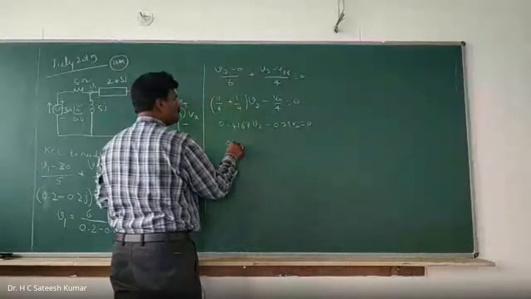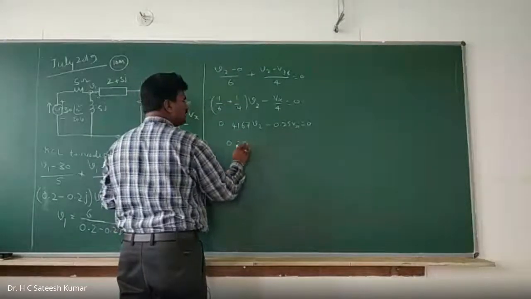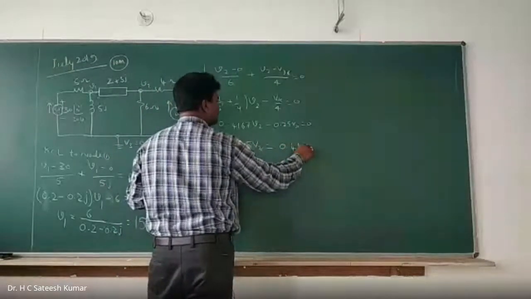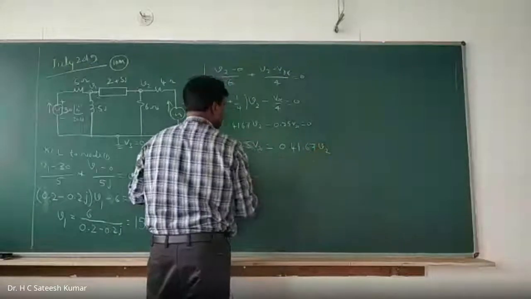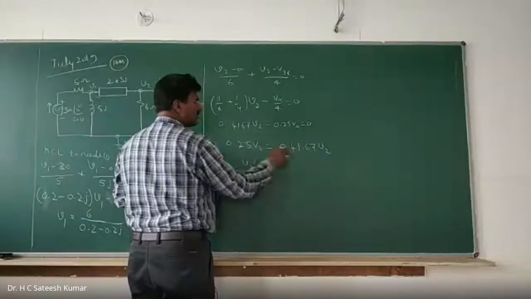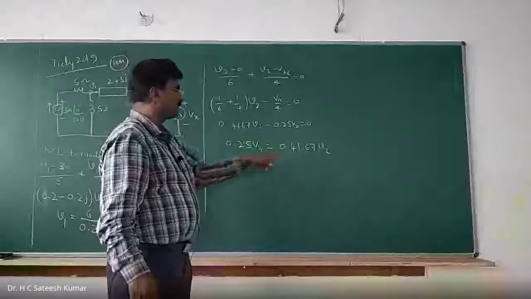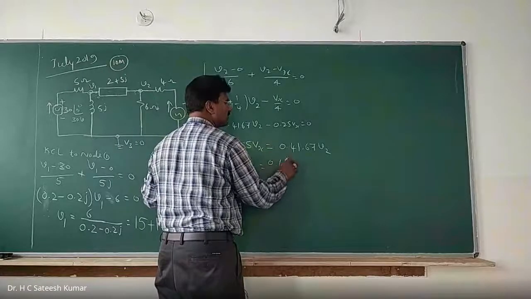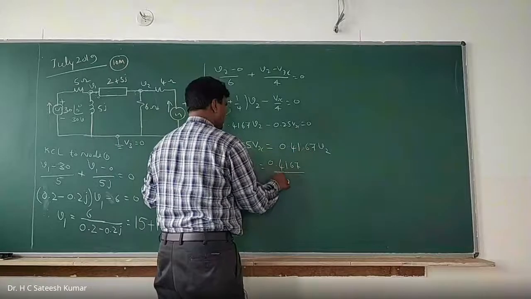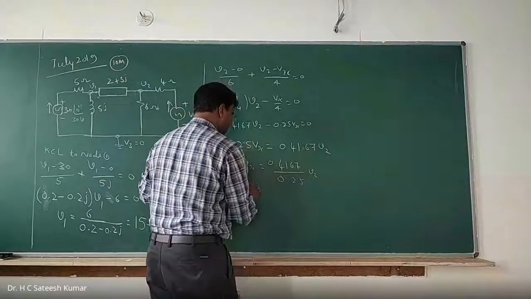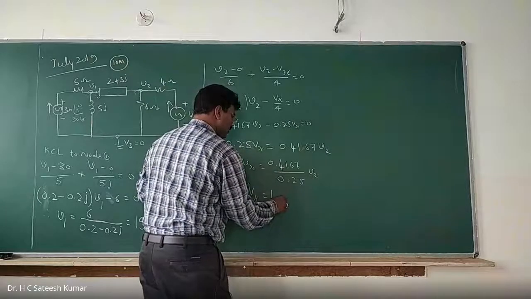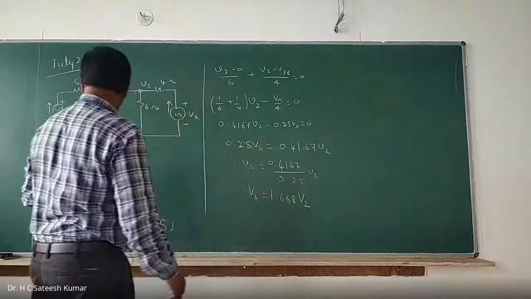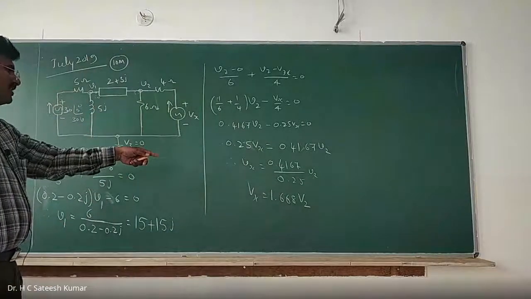Therefore, transfer 0.25 Vx to that side: 0.25 Vx is equal to 0.4167 V2. Therefore, Vx is equal to 0.4167 divided by 0.25 V2. How much is that? Vx is 1.6668 V2. Okay.